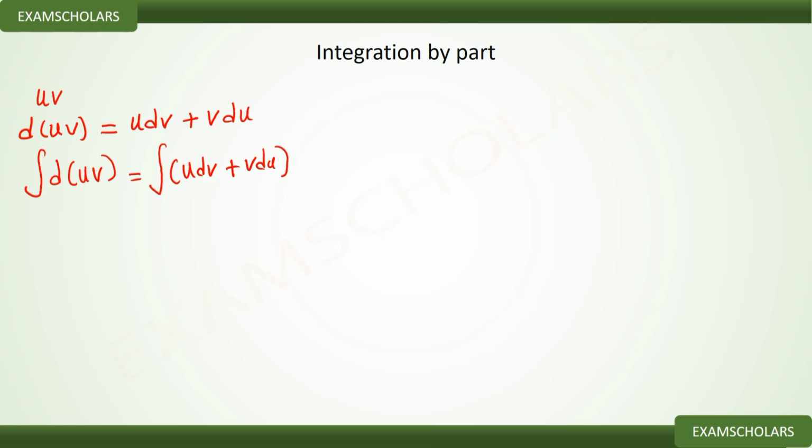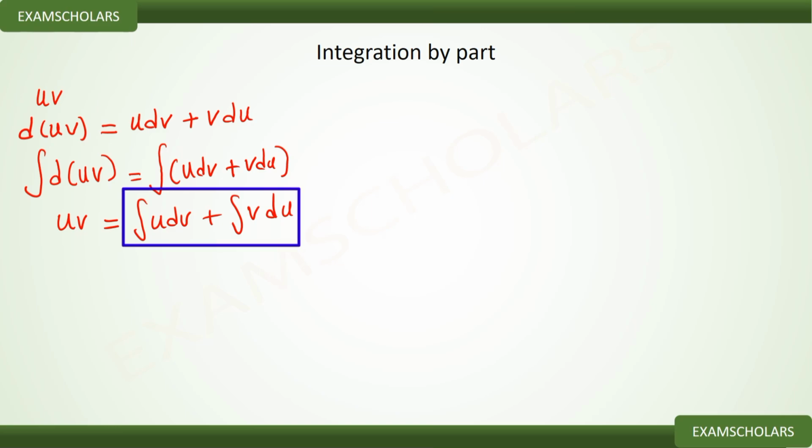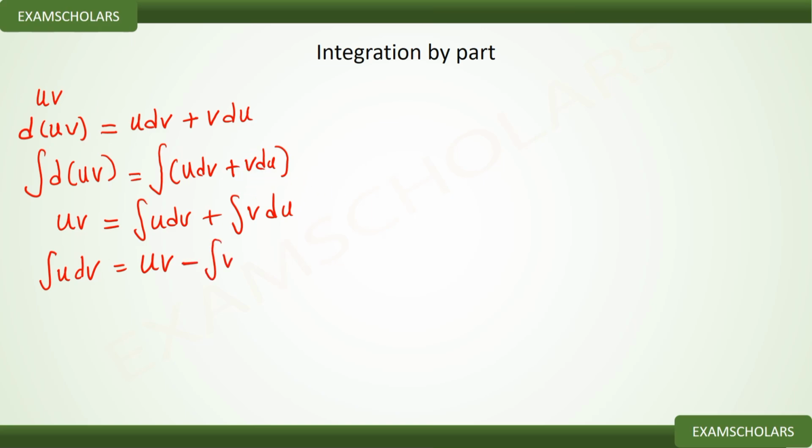Now you need to expand this. When you integrate this side, you are going to get uv is equal to the integral of u dv plus the integral of v du. Let's continue. The last thing that you need to do here is try to make one of these the subject of this expression. So let's do u. So the integral of u dv will give us what? uv, just carry this one to this side, minus the integral of v du.